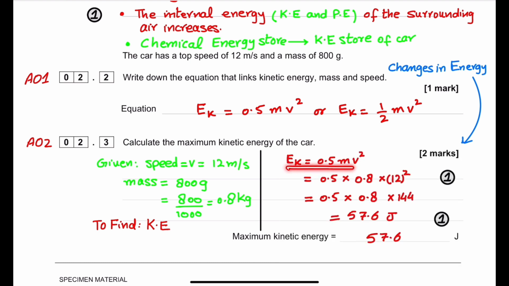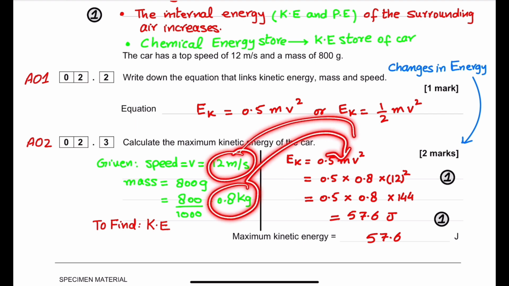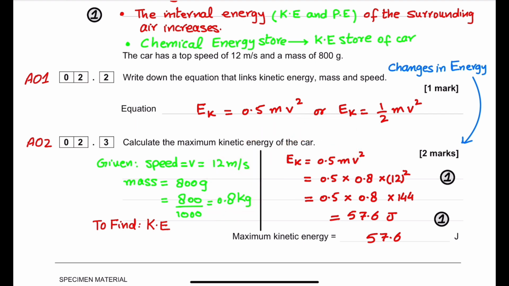We have the equation kinetic energy is equal to 0.5 mv squared. The mass is given, 0.8 kilogram. We're going to substitute here. The velocity is given. We're going to substitute here, and we need to square it. And we will get the answer by using the calculator. Kinetic energy is equal to 57.6 joules. And the mark distribution is given here.